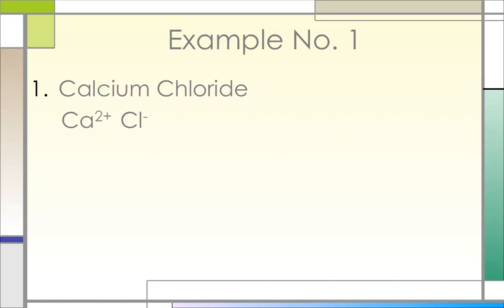So next step, you have to use the crisscross method. Crisscross the cation, which is the calcium 2 positive, and the chloride, which is negative. So the charges will transfer from the cation, calcium, going to chloride, and from chloride going to calcium. The result will be Ca, or calcium sub 1.